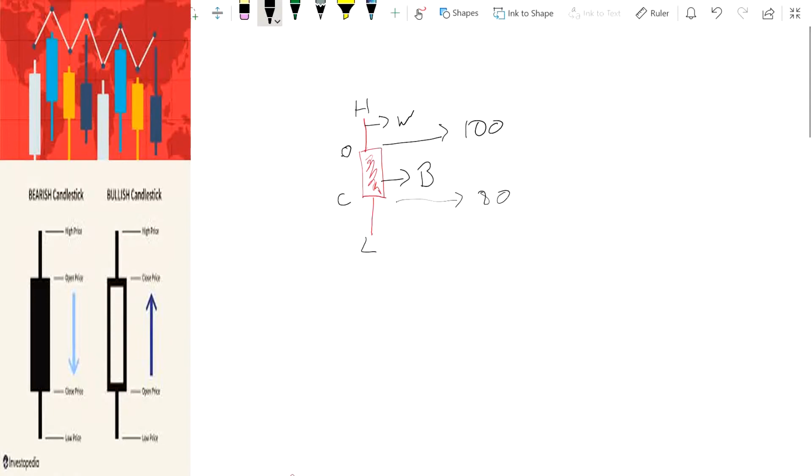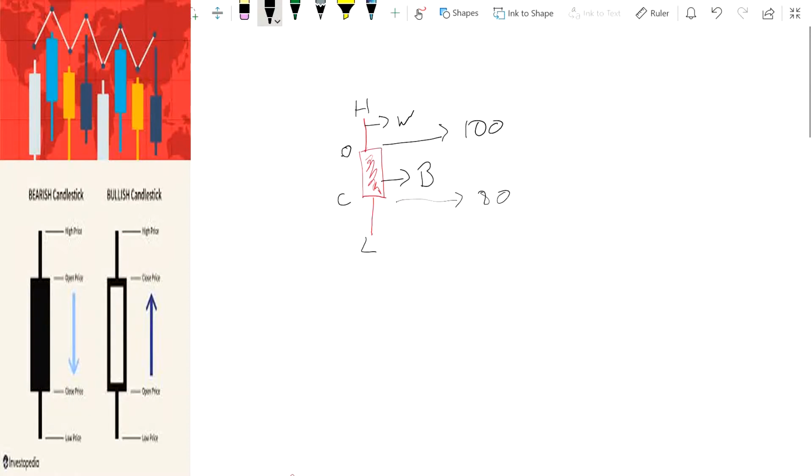Okay, then what is that wick? It can also be a shadow, and many other names are there in Japanese. Let's keep it as wick because it's nice. Okay, what is wick? On a day, the price will not be within a specific range like 100 to 80. When the stock market opens, it opens at 100 rupees.